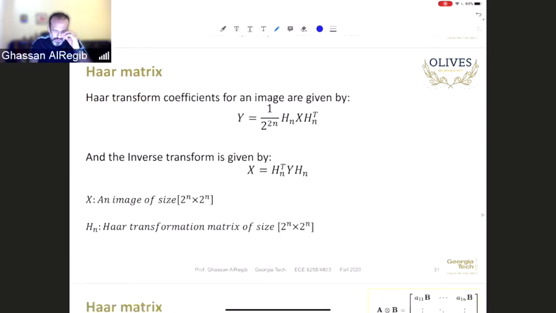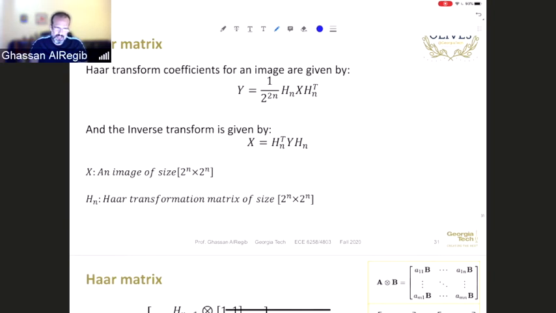So let's look at these calculations. When I implement this, I have an image X. That image can be 2x2, 4x4, or 8x8. Then I can transform it into Haar coefficients Y using this equation, which is 1 over 2 to the power 2n, times this matrix H sub n, which we'll define in a minute, times my image X, times H sub n transpose. And I can obtain my X back using the inverse transform, where I multiply with H transpose from the left and H n from the right.